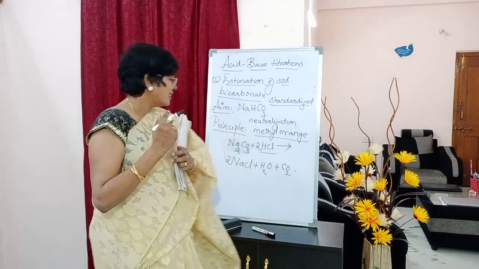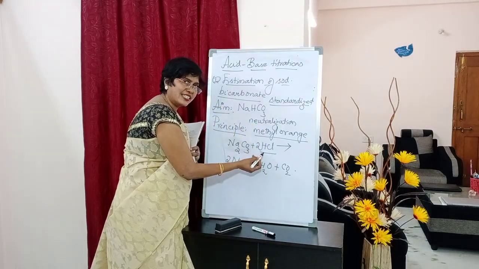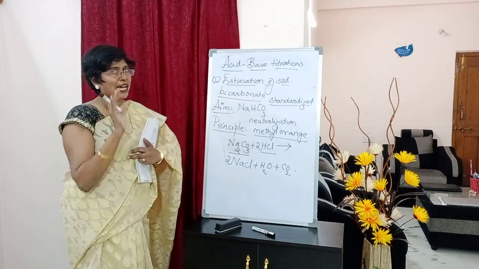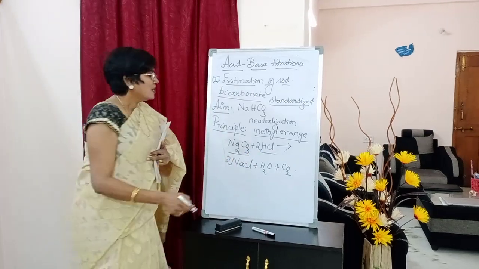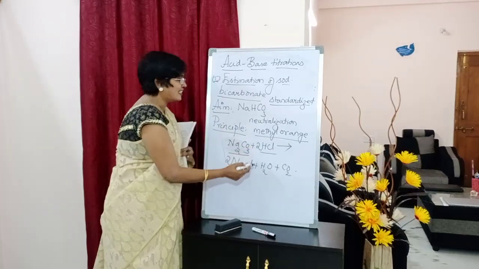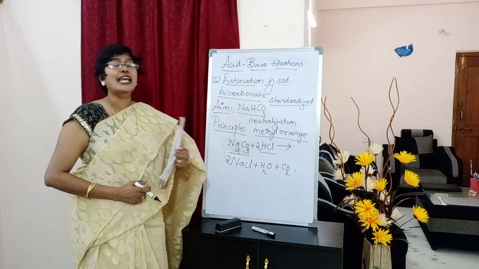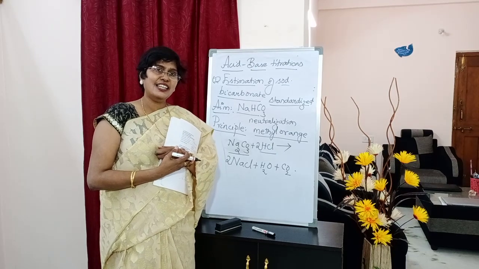Okay students. See, to standardize or to know the concentration of HCl, we are using primary standard sodium carbonate. Now the concentration of HCl is known. So using this standardized HCl, we will know the amount of unknown NaHCO3. Got it students? Am I clear?